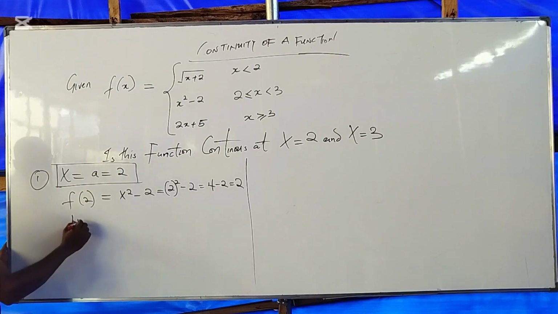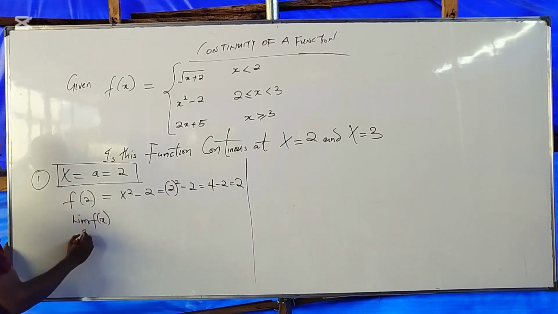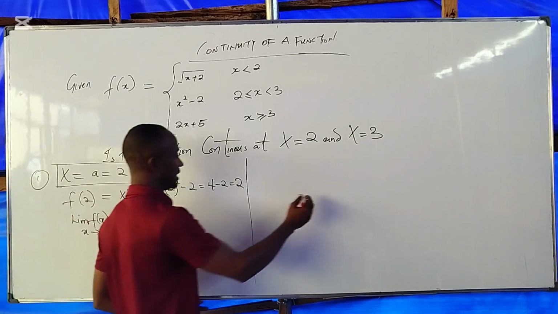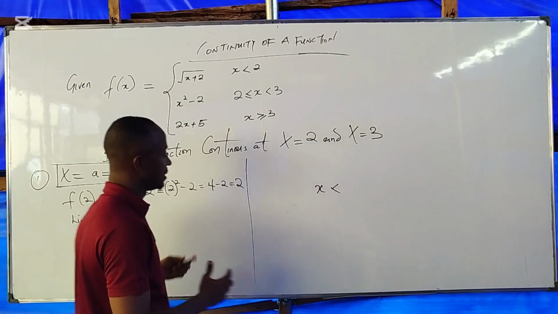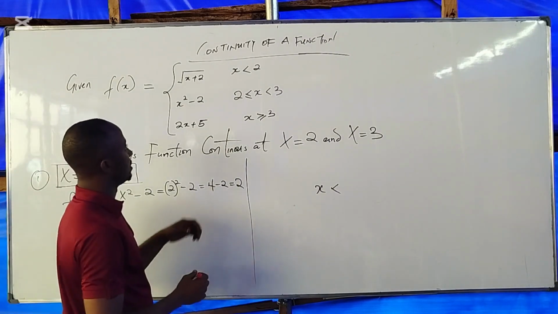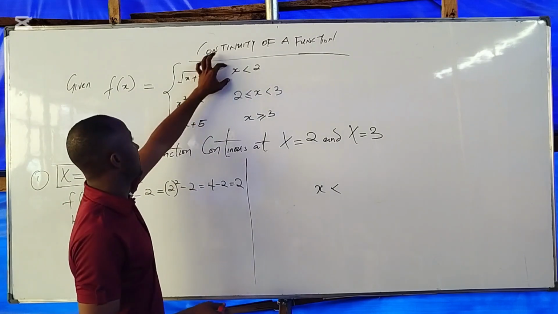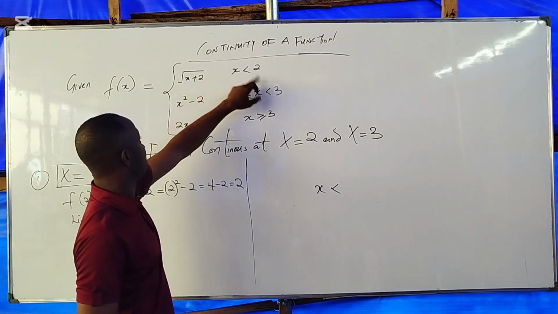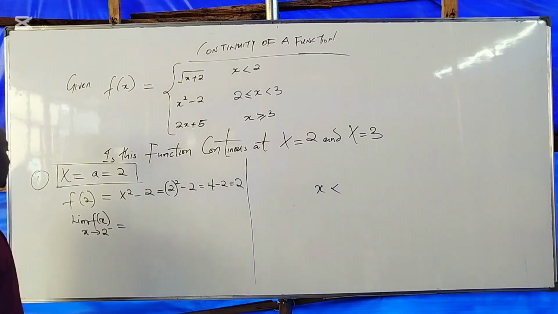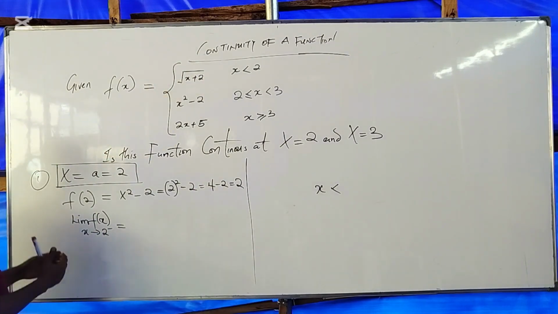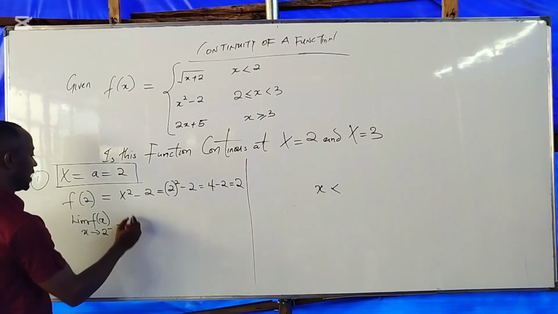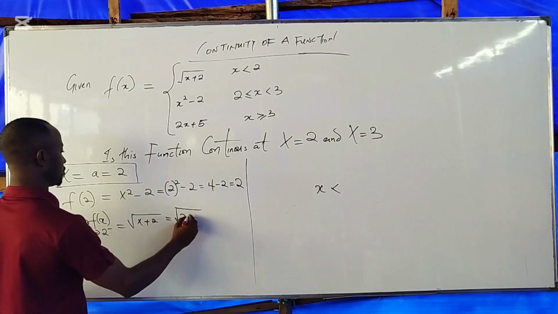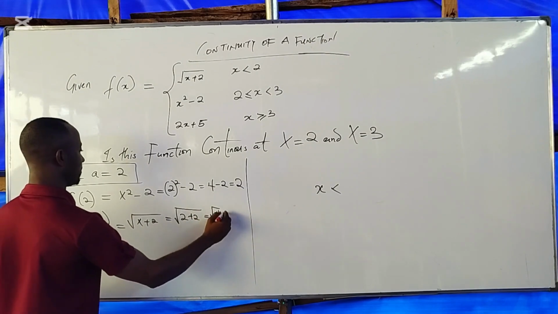Let's look at the limit of f of x as x approaches 2 on the left hand side. On the left hand side, I've already said, simply means x is less than 2. So that means I'm going to use this function to define the limit of f of x as x approaches 2 on the left hand side. And we're going to have here square root of x plus 2. And that will give us square root of 2 plus 2. That will give us square root of 4 equals to 2.